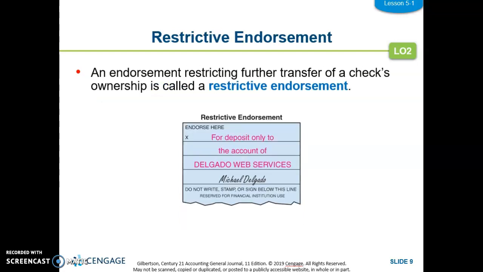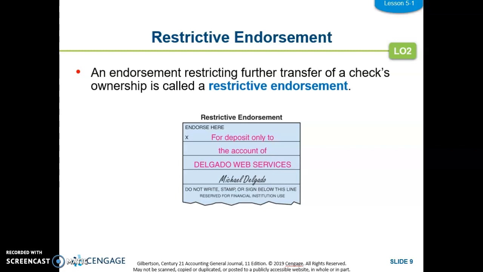An endorsement restricting further transfer of a check's ownership is called a restrictive endorsement. Depositing a check at a bank account is a common use of a restrictive endorsement. This will limit the use of a check to whatever purpose is stated in the endorsement.